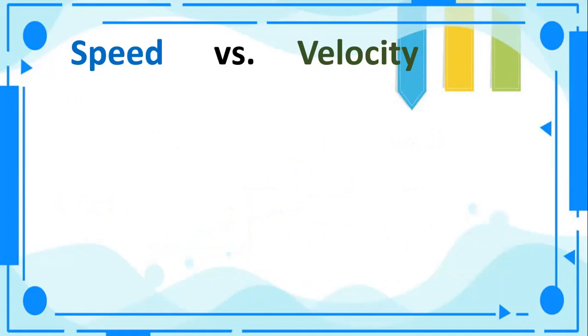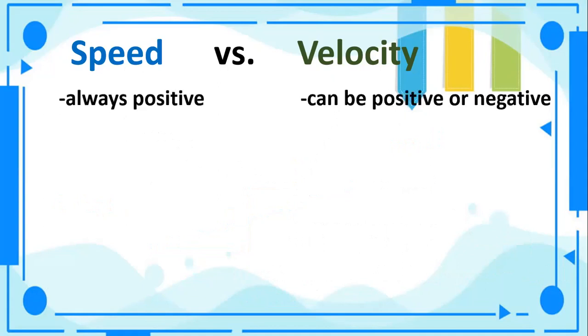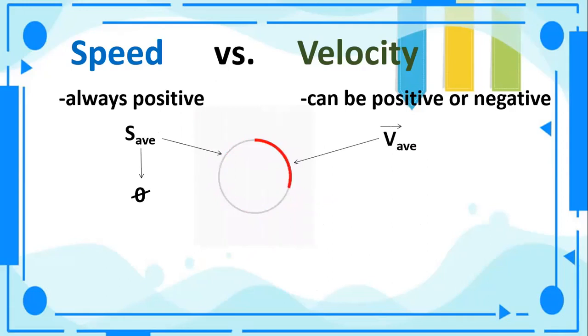The third difference is speed is always positive, while velocity can be positive or negative depending on the direction of motion. Lastly, the average speed does not become zero after completing a round of circular motion, while the velocity becomes zero after completing the round of circular motion.